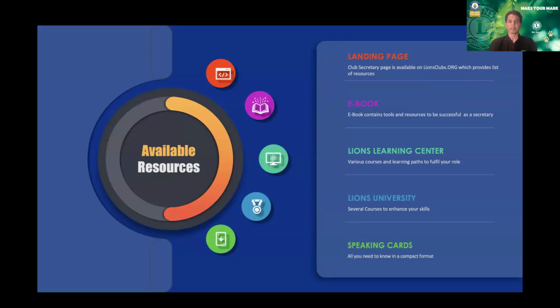And last but not least, our incoming international president, AP Singh, publishes the speaking cards. And this year he has promised to get many more cards and distribute them among the Lions around the world. It is like a pack of playing cards, which has very concise information about everything that you need to know about Lionism. So that is another resource that we have available.